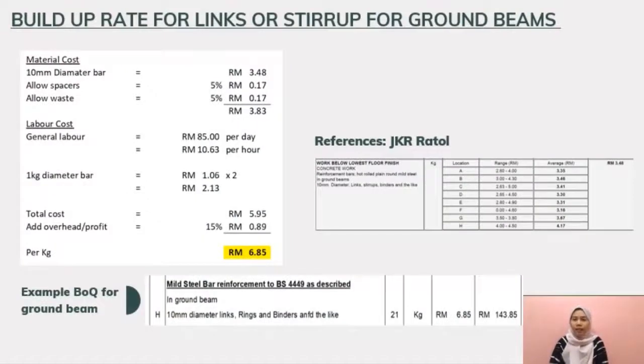Okay, for the last item, which is stirrup or links, this is the costing for stirrup or links. The price for the reinforcement stirrup we get from the JKR rates online, and the price for 10 mm diameter bar is RM3.48, and the rate per kg for stirrup is RM6.85. For the BQ, this is the example of BQ, where the quantity we get from the measurement is 21. So times the rate RM6.85 equals RM143.85 for stirrup costing.